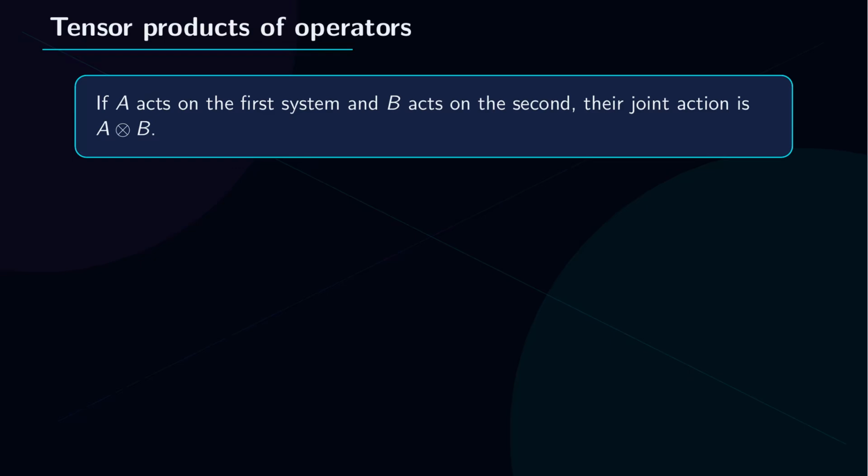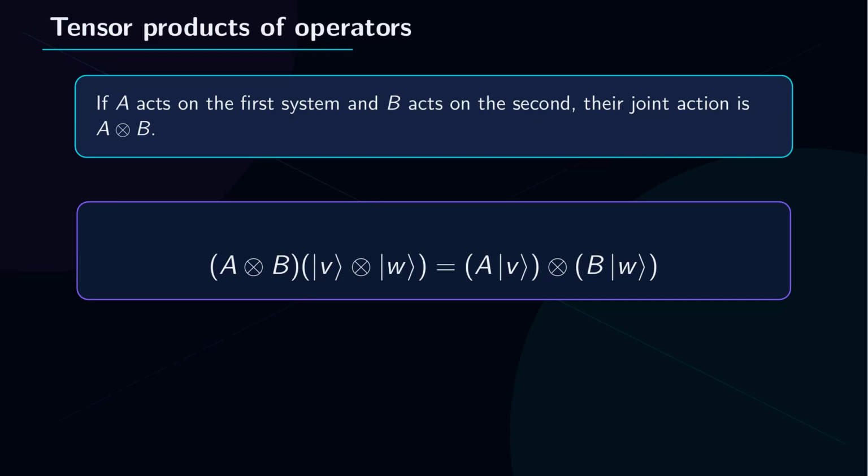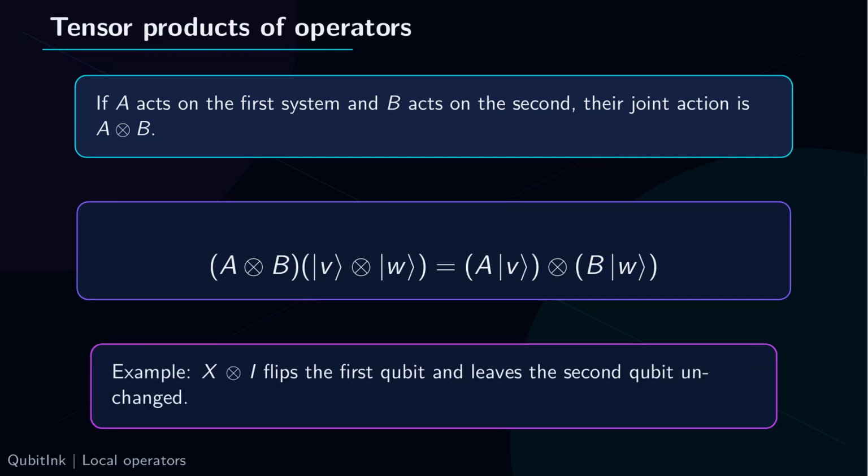Operators combine by tensor product as well. If A acts on the first system and B acts on the second, their joint action is represented by A tensor B. The equation shows that the joint operator acts on the corresponding parts independently. A acts on ket V, while B acts on ket W. For example, X tensor I flips the first qubit and leaves the second qubit unchanged.